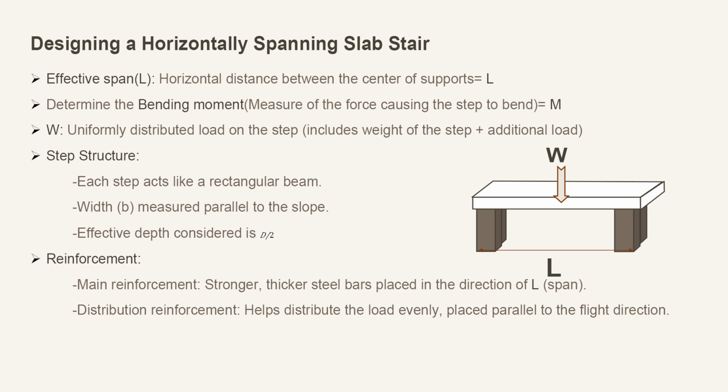Okay. We then add reinforcement to make sure the steps are strong. The main reinforcement, which is stronger, thicker steel bars, is placed in the direction of L, the span. The distribution reinforcement, which helps distribute the load more evenly, is placed parallel to the direction of the flight. Finally, we add a waist of about 8 cm to the stairs. And this is like adding an extra layer of strength at the base of each step, ensuring the entire structure is robust and can handle the daily wear and tear.